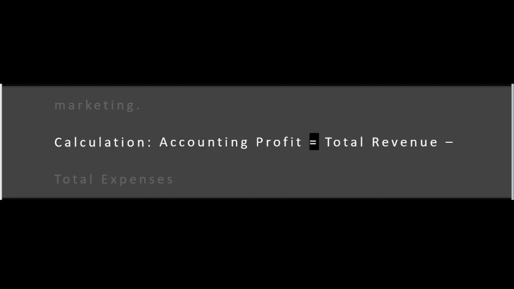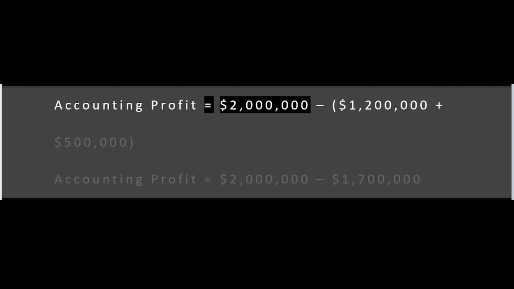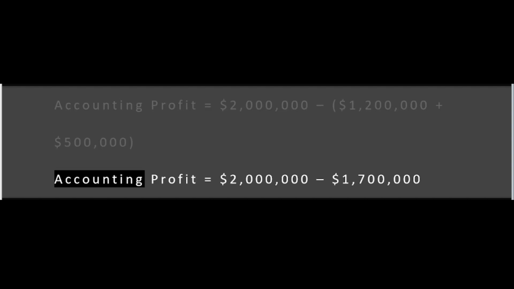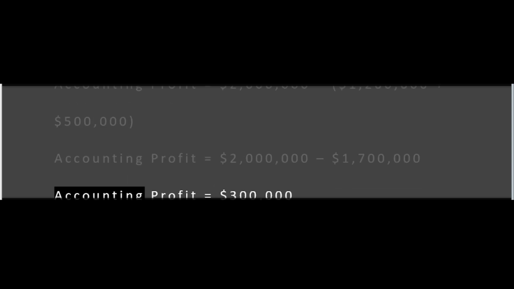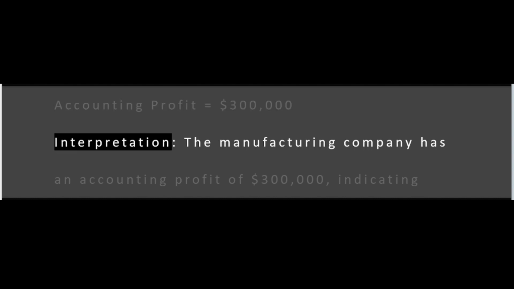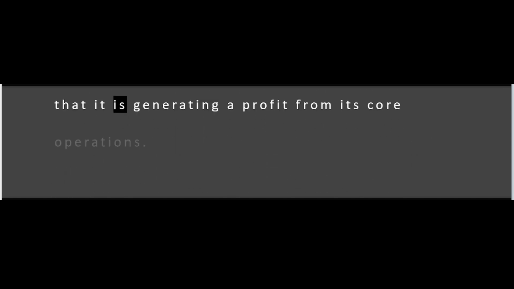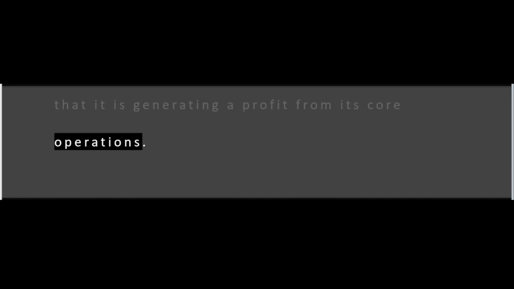Calculation: accounting profit equals total revenue minus total expenses. Accounting profit equals $2 million minus $1,200,000 plus $500,000. Accounting profit equals $2 million minus $1,700,000. Accounting profit equals $300,000. Interpretation: the manufacturing company has an accounting profit of $300,000, indicating that it is generating a profit from its core operations.